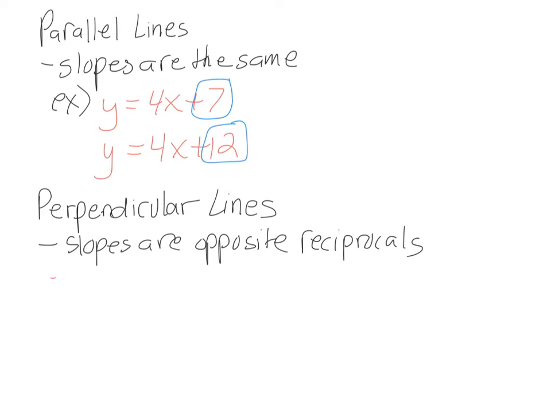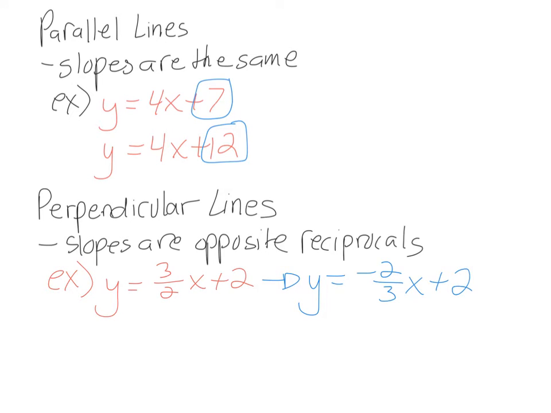So for example, if I had an equation with the slope of 3/2, and I wanted to find the equation of a line that was perpendicular to that, one example would be y equals -2/3. And it's okay if these have the same y-intercept as long as the slopes are opposite reciprocals.